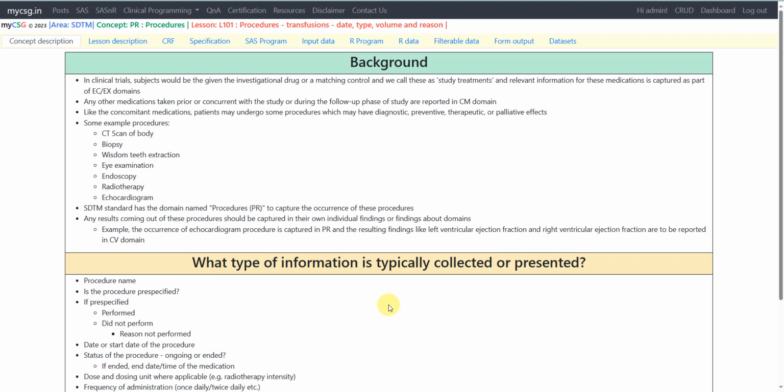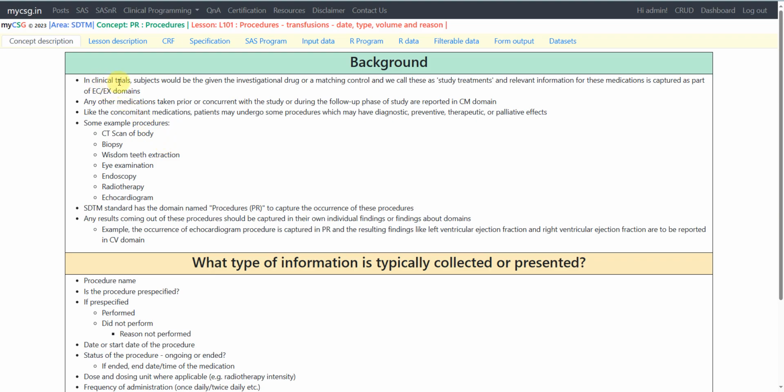In this video, we will see an example of a procedures dataset in which the information related to the transfusion is collected: the date of transfusion, type of transfusion, the volume of transfusion, and the reason for which a transfusion had to be administered. So here is some general description about the procedures dataset.